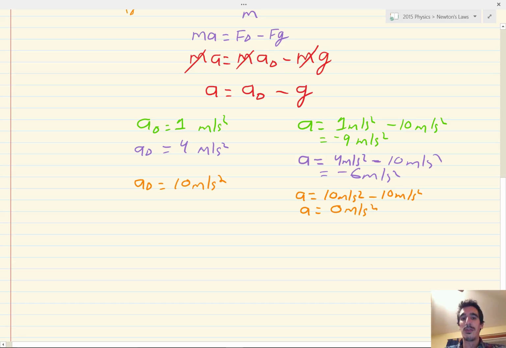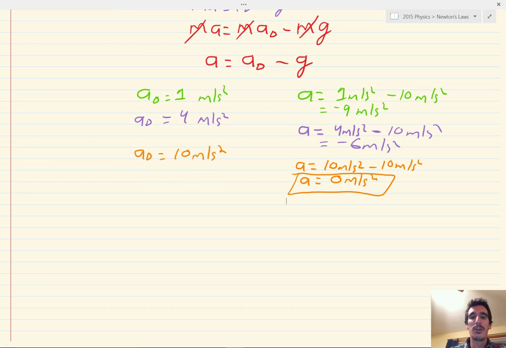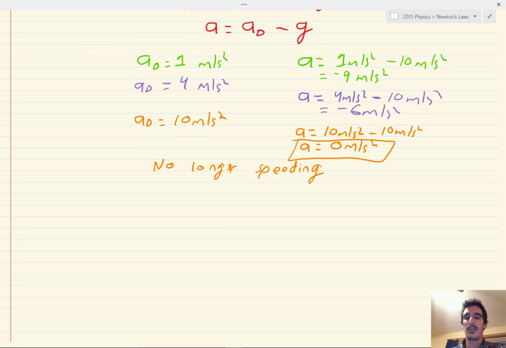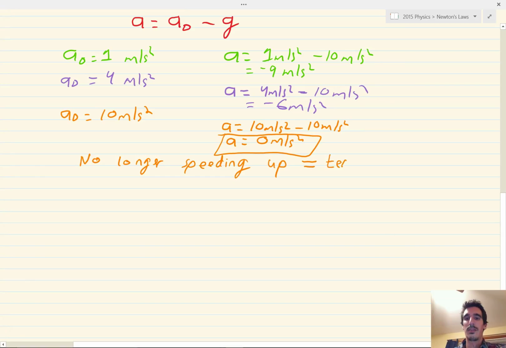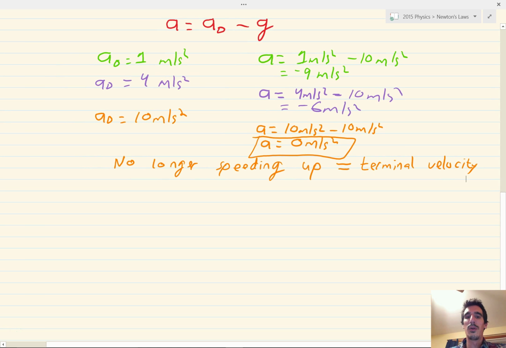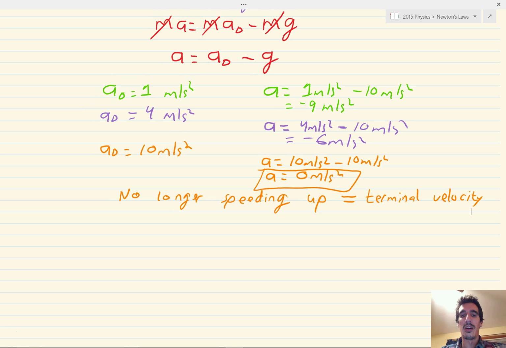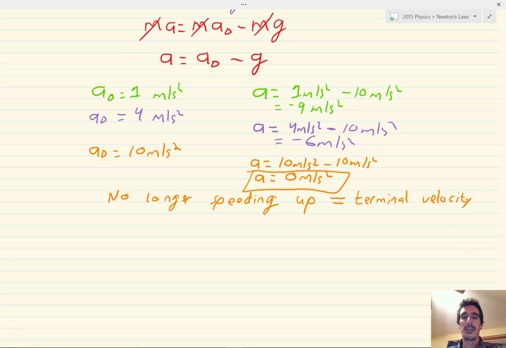What does that mean to you if you're falling out of the sky and your acceleration is 0 meters per second squared? Well, it doesn't mean you're not moving, it means you are no longer speeding up. And you're just falling at a constant speed or a constant velocity. And the definition of this is terminal velocity. So if you are no longer accelerating, you've reached terminal velocity, and there are other factors that affect this. In terms of surface area, if you have a greater surface area, you'll reach terminal velocity faster.